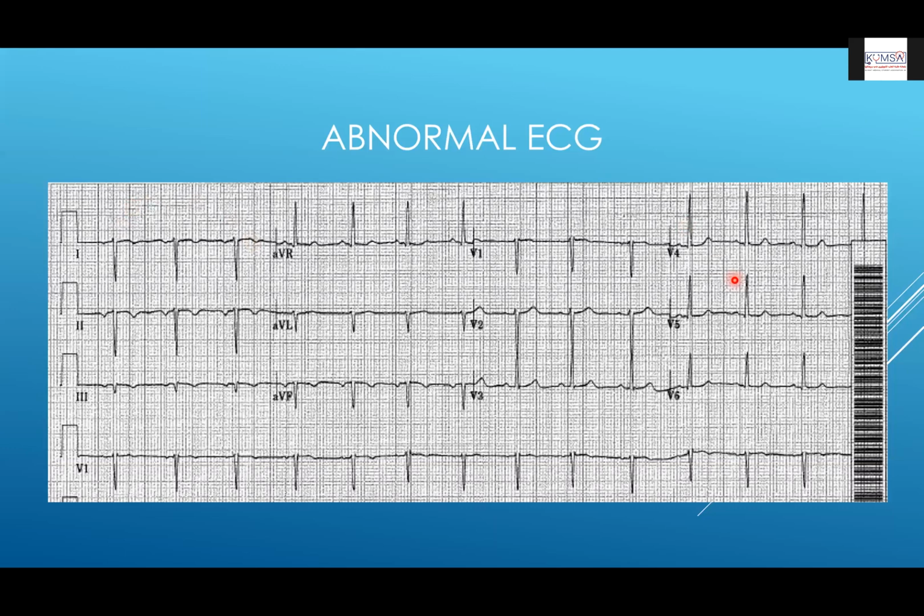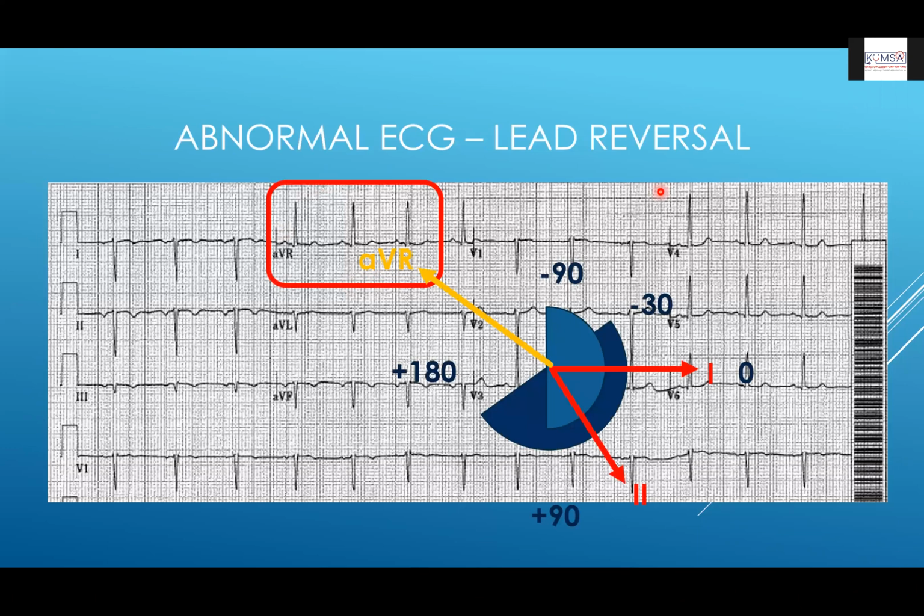A good clue is that the AVR is positive. If you see a positive AVR in your ECGs, usually it means that there's some sort of lead reversal. So whoever did the ECG probably put the leads on the wrong side. So there's some kind of confusion with the way that they did it. If you have a positive AVR, that means the electricity is going towards AVR. It's going at a different angle from our normal axis. It's called extreme axis deviation.